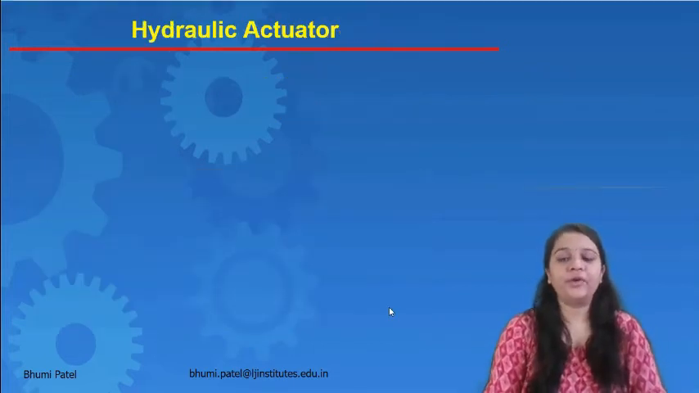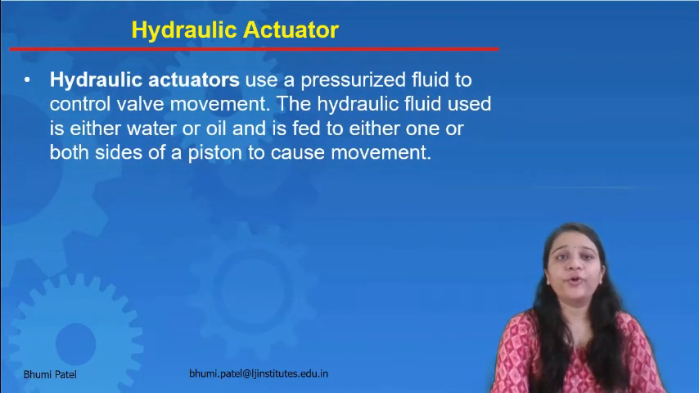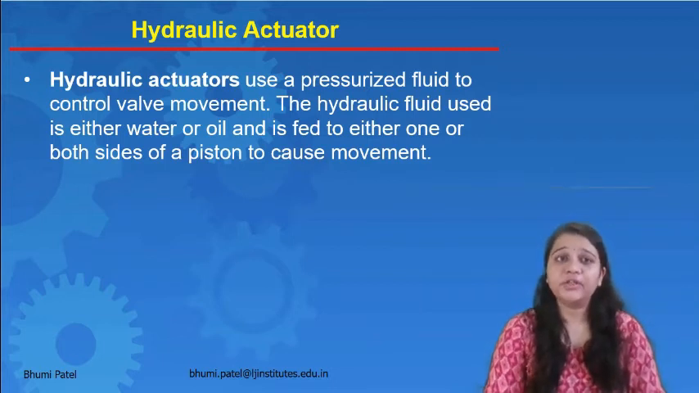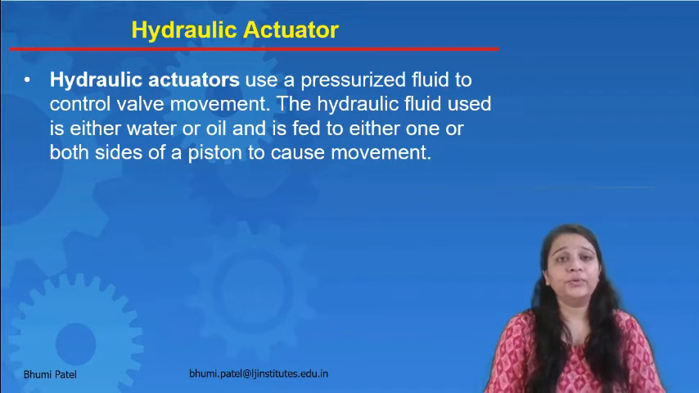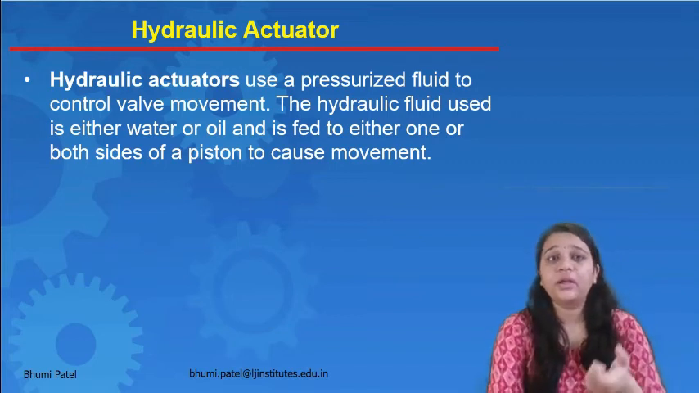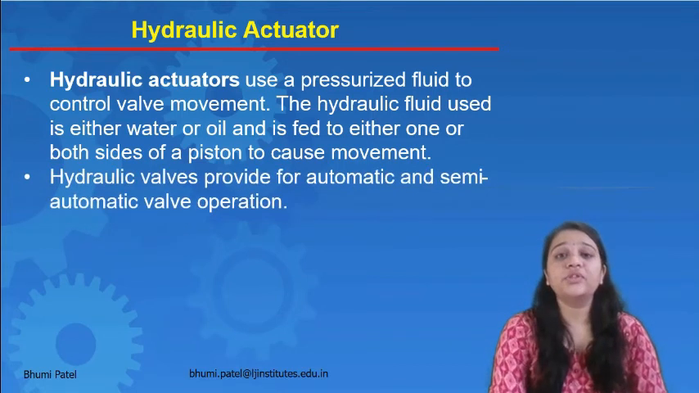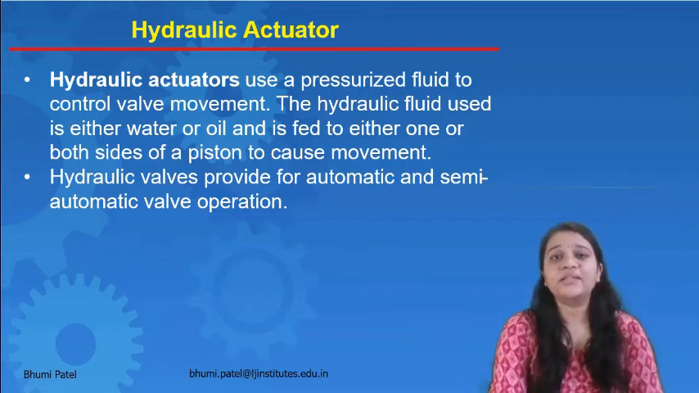Next one is the hydraulic actuators. Hydraulic actuators use a fluid to control valve movement. The function of the hydraulic actuator is the same as the pneumatic actuator, but in the hydraulic actuator we can use water or oil instead of air. So we can connect the hydraulic actuator on both sides of the control valve. Generally in the hydraulic actuator we use pistons for the movement of the control valve. So the hydraulic valve provides for automatic and semi-automatic valve operation.